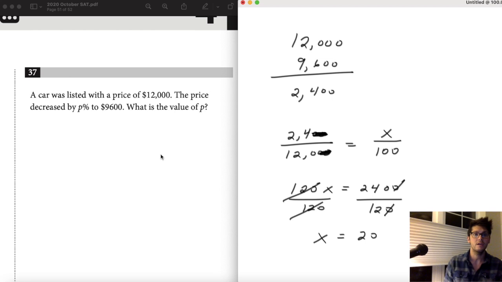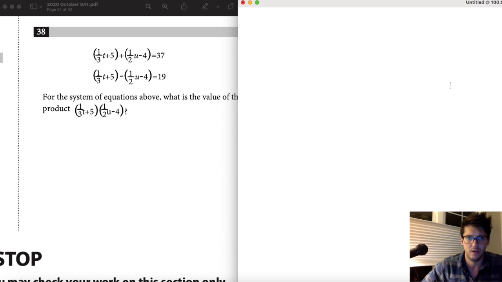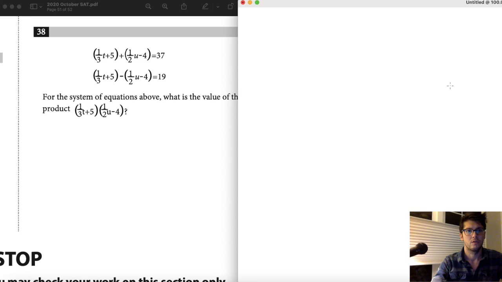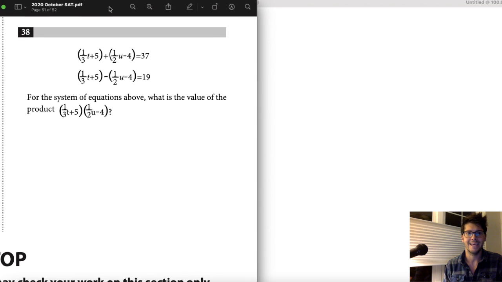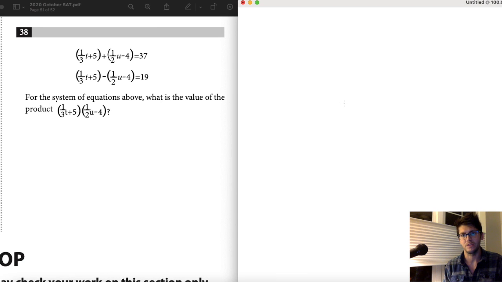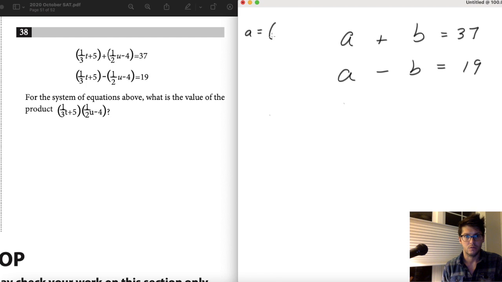Aha, this looks scary. I bet we don't have to solve for T and U. 9 times out of 10, you're not going to have to solve for both of those messy, gross things. Here's what I'm noticing. We talked about systems on an earlier question. I'm just going to call this A plus B equals 37. You're like, wait, you're not allowed to. A minus B equals 19. Look, because this A is the thing I care about. Just so we don't get lost, A is 1/3 T plus 5, and B is equal to 1/2 U minus 4.